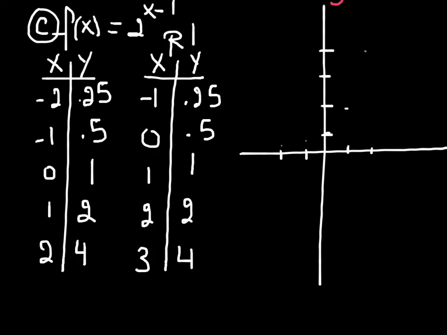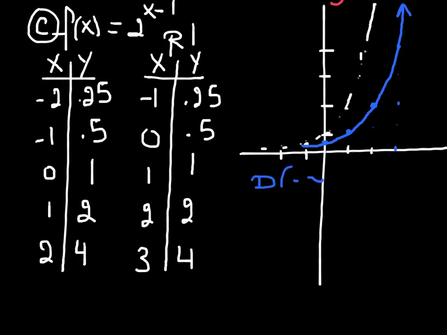Okay, let's go to the graph and figure it out. The parent function is going to be the same, 2 to the x, and now when we move right and left, the horizontal asymptote doesn't shift. At negative 1 is going to be 0.25. At 0 is going to be 0.5. At 1 is going to be 1. At 2 is going to be 2, and then at 3 is going to be 4. So this is the graph that's an exponential growth, just shifted to the right one.